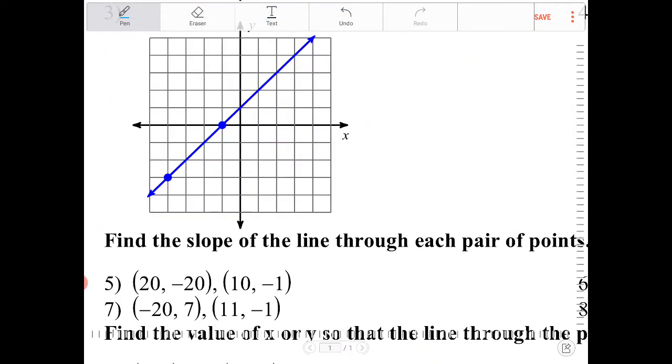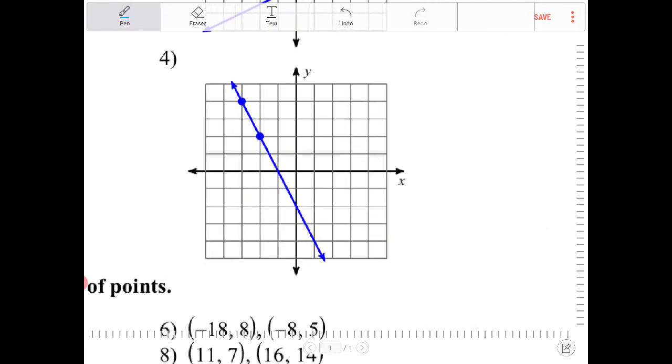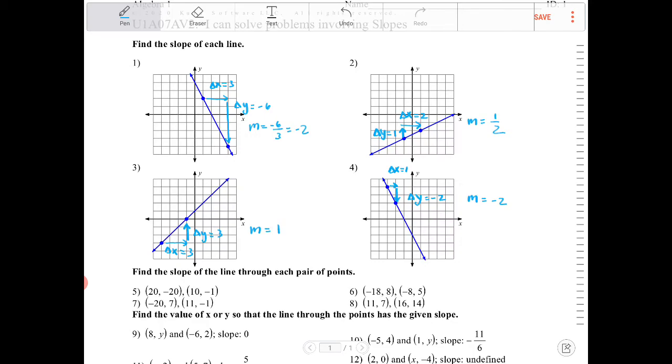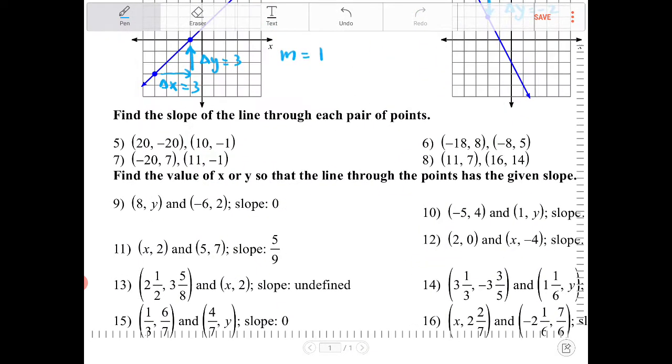Moving on. Again, you're always moving from left to right. The vertical change is 3. The horizontal change is 3. m is therefore 3 over 3, or m is 1. Again, you're always going from left to right. I noticed that there is a horizontal change of 1 and a vertical change of -2. So therefore m is equal to -2. It's actually the same answer as question number 1. All right, moving on.